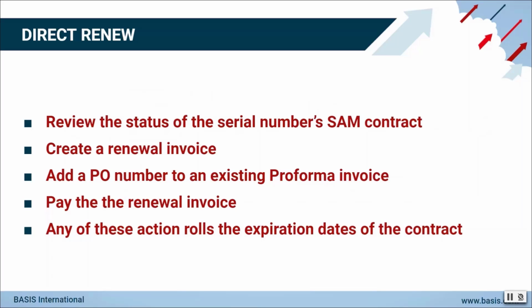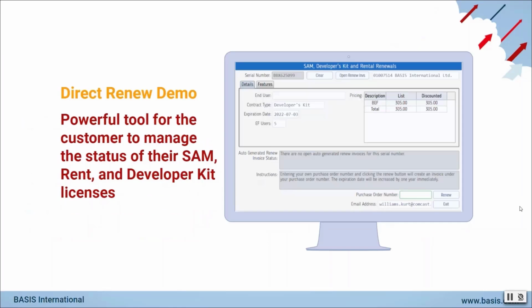If a Proforma invoice has not been generated, I can generate my own invoice and renew the contract immediately. If a Proforma invoice has been created, I can add my purchase order number to the invoice and renew the contract immediately. I can pay the Proforma invoice or pay the invoice I created and renew the contract immediately. Taking any of these actions renews the contract and rolls the contract dates.